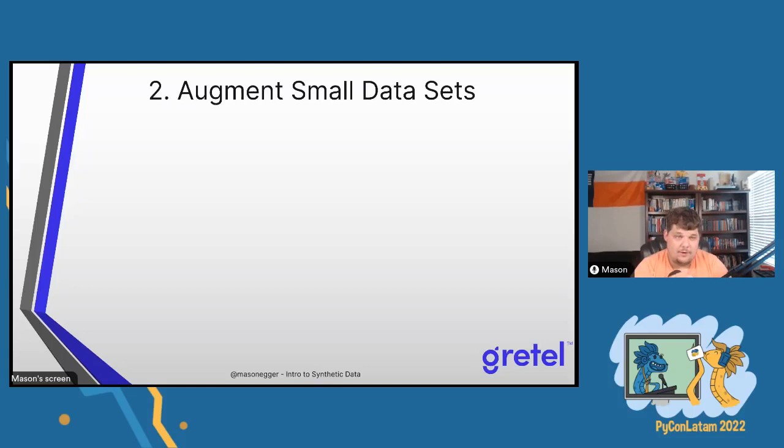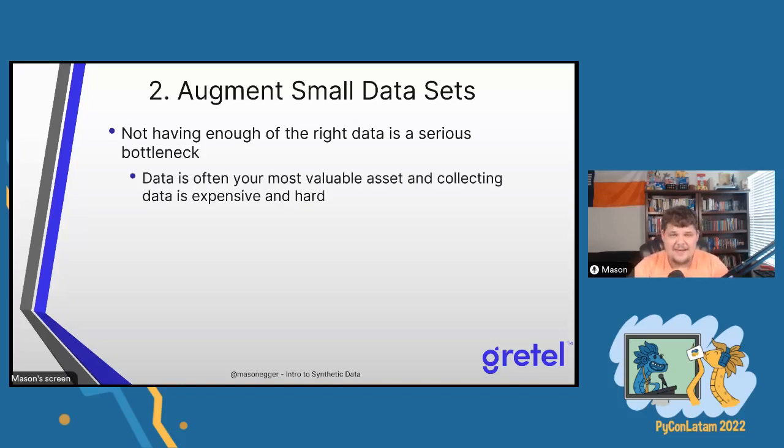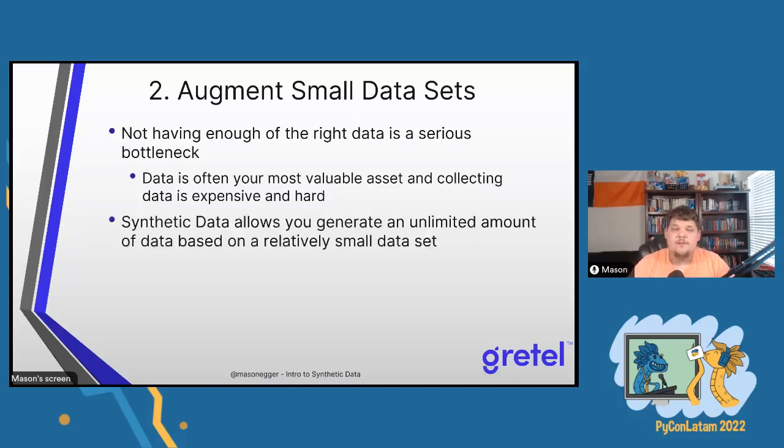The next really cool thing you can do with synthetic data is augment small data sets. Not having enough data is a serious bottleneck. It's very difficult sometimes to get data, and in some places it's expensive. It may even be impossible if the situation you were waiting on or observing is no longer happening.